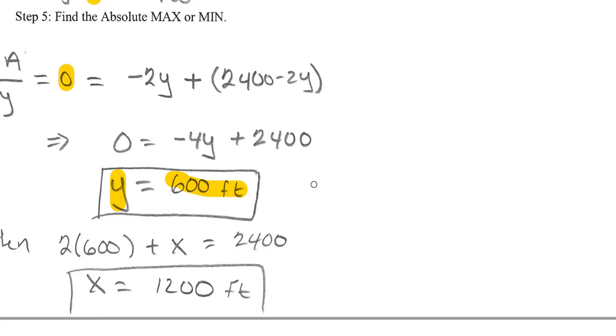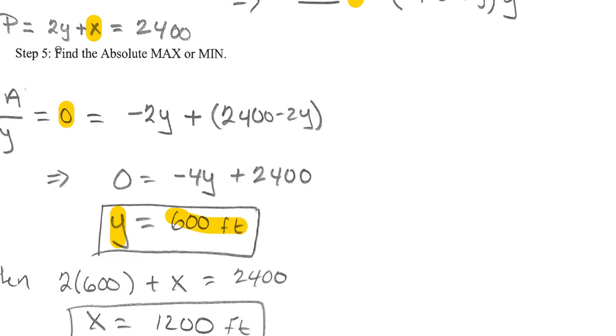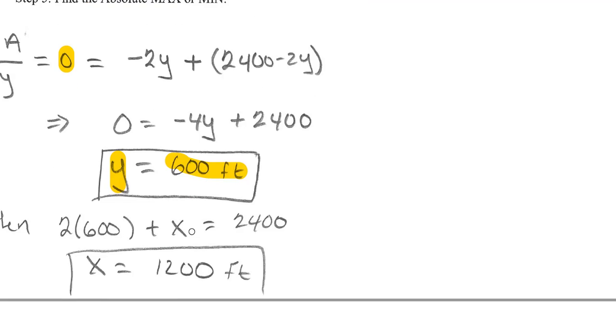I also need to find x. So I plug the value for y into my perimeter equation. I plugged in y equals 600, and I get 2 times 600 plus x equals 2400. Solving for x, I get x is equal to 1200 feet.